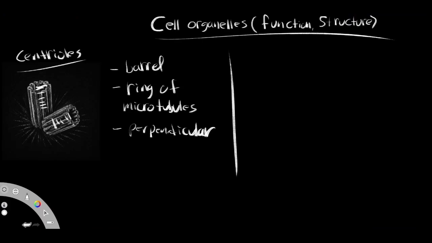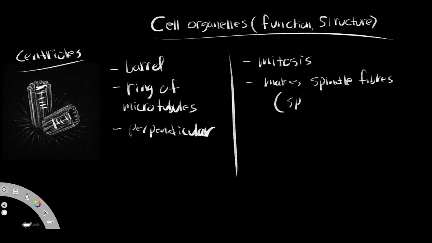So let's look at some of the functions. It's important in mitosis, right? Mitosis, the division of the cell, very important. And it helps produce something called the spindle fibers. Okay, and what does that do? It splits the chromosome during that mitosis. Important to note that the centrioles are only in the animal cells.